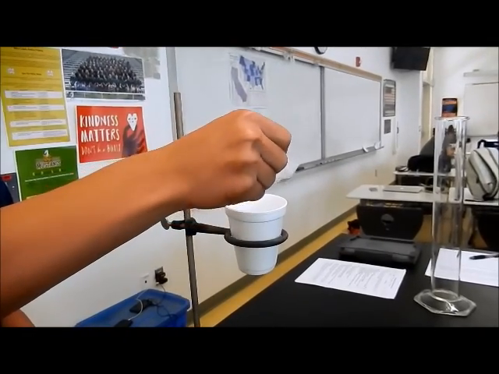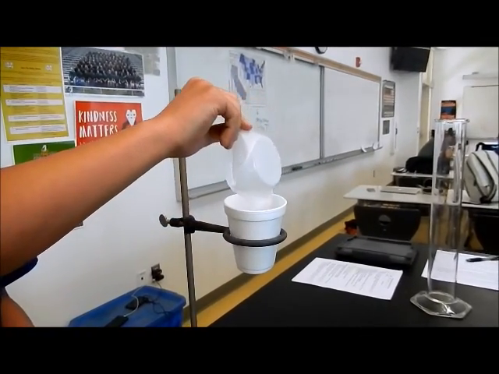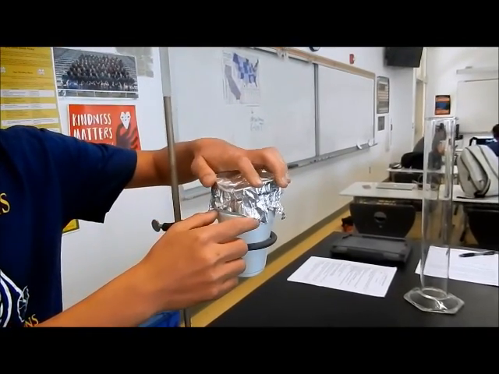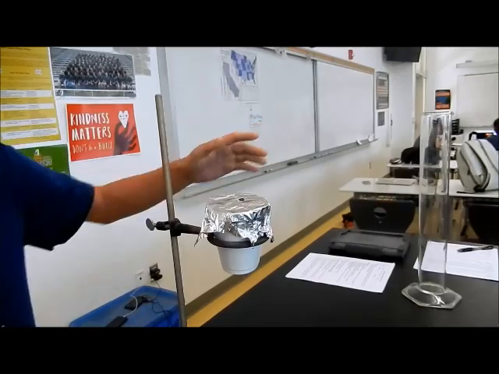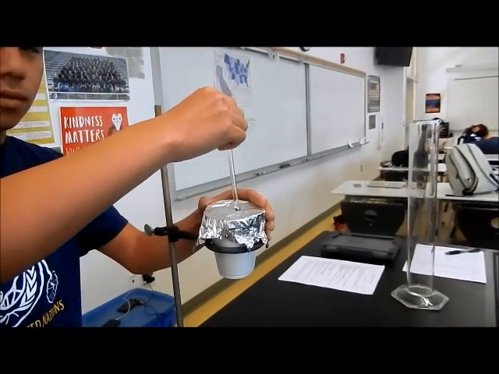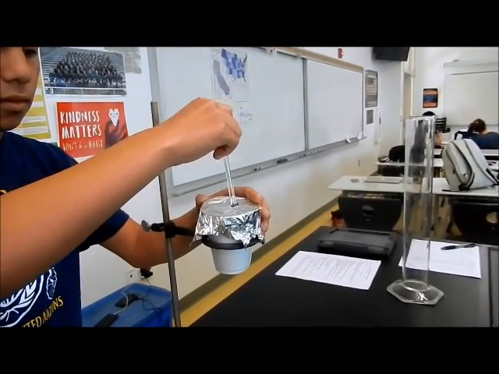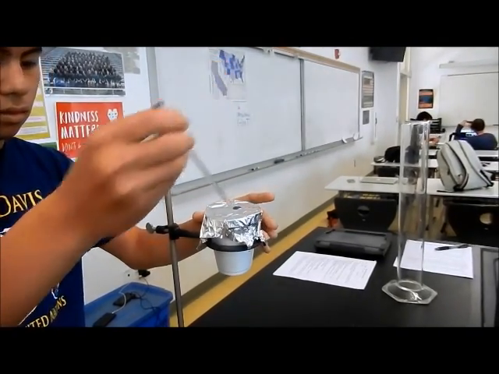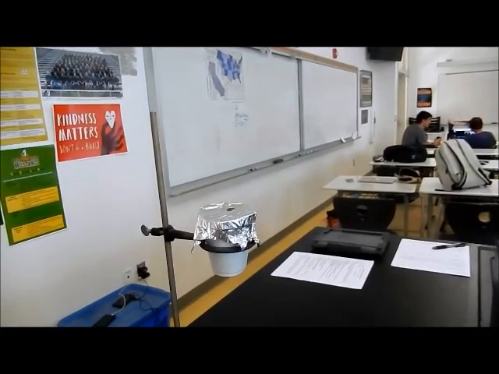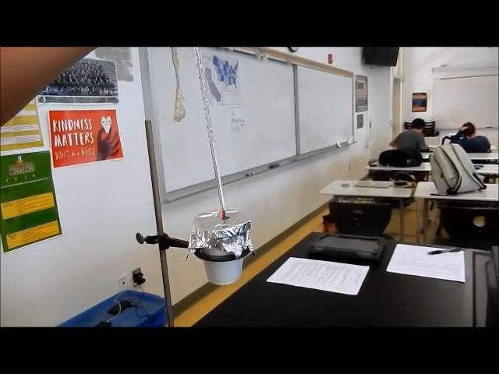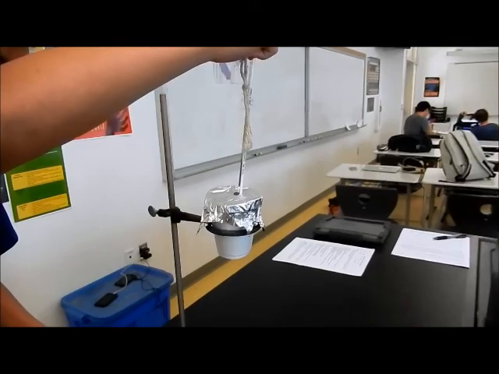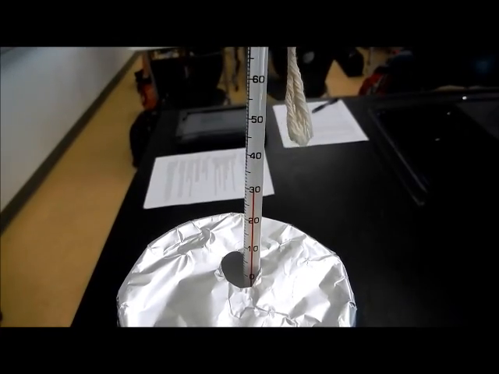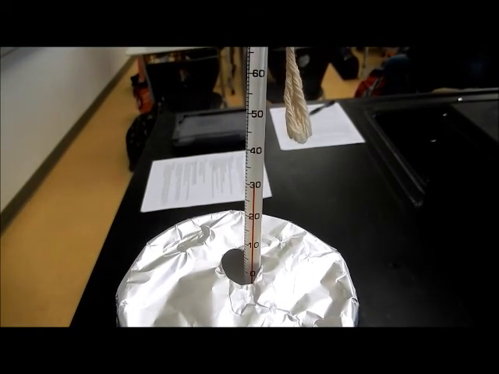Dump the magnesium sulfate from the weigh boat into the calorimeter. Replace the aluminum foil and stir the contents. Then input the thermometer. Record the highest peak in temperature produced by the calorimeter.